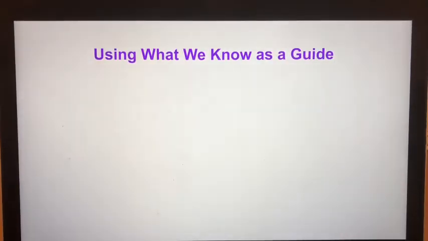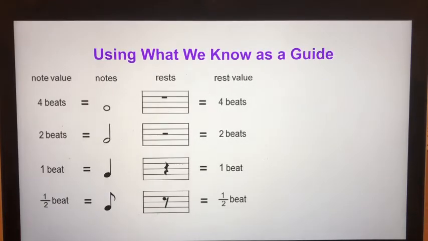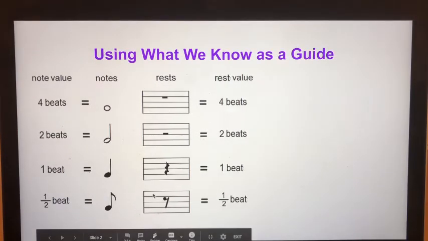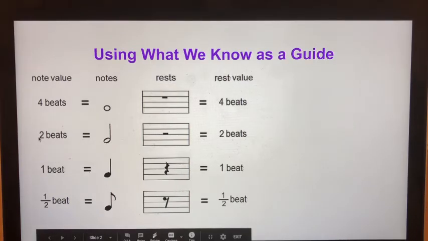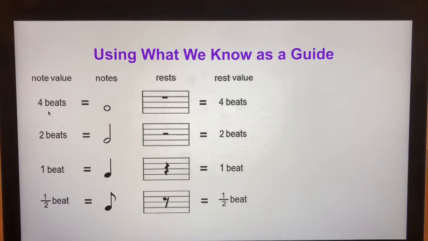So, first things first, let's use what we know as a guide. These are some things that we know, right? These are our notes, and these are our rests. We have whole notes, half notes, quarter notes, and eighth notes. These are our rests: a whole rest, a half rest, a quarter rest, and an eighth rest. And these are all the note and rest values on the other side, right? So a whole note equals 4 beats. Okay?